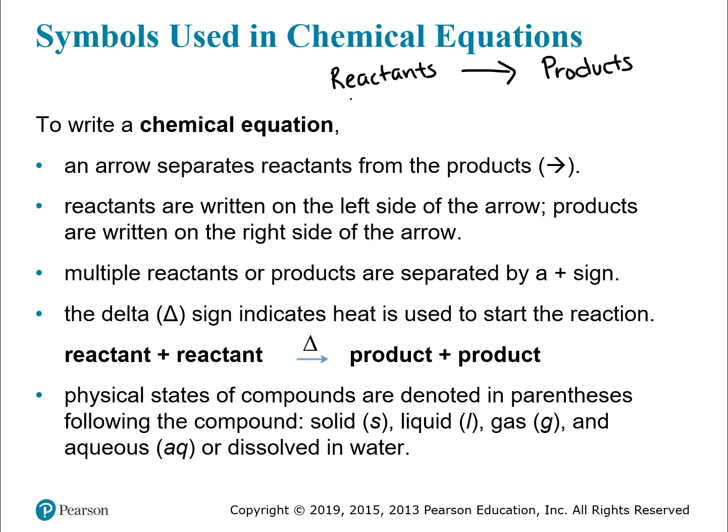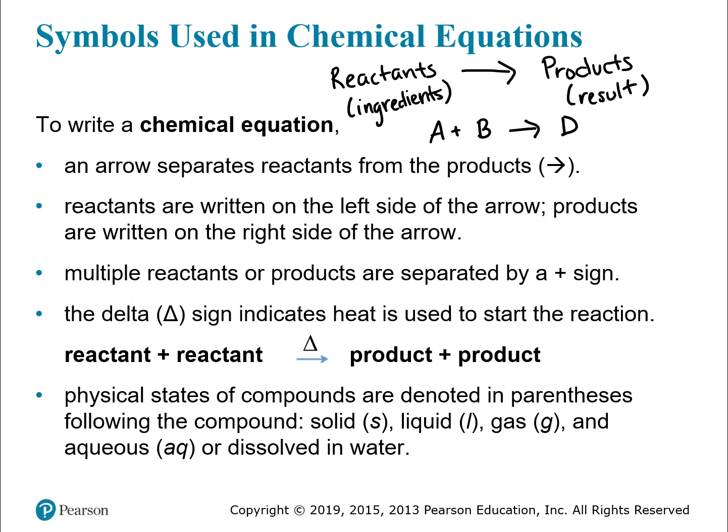Think of the reactants as your ingredients, and your products, that's the result. If you have multiple reactants or products, you separate them by a plus sign. So if A plus B come together and make D, you separate A and B, the two different reactants, with a plus sign.